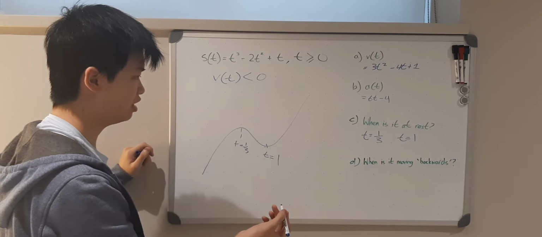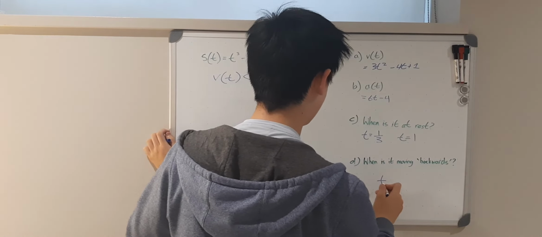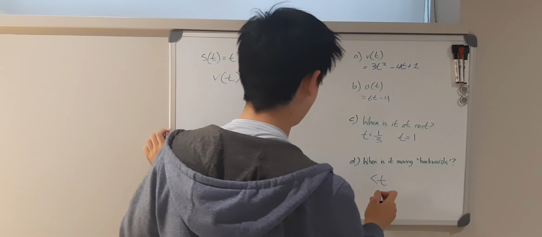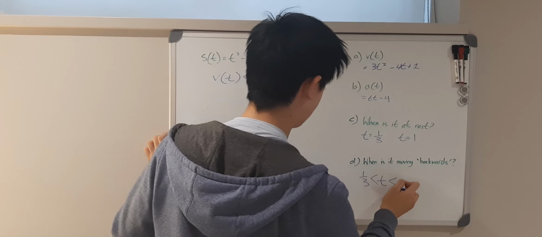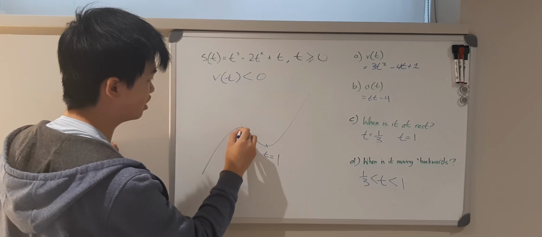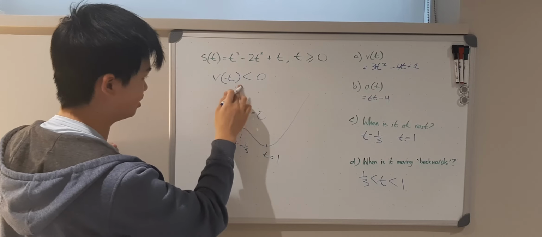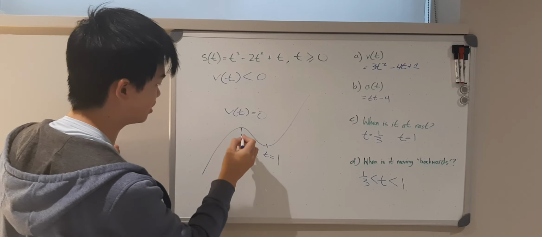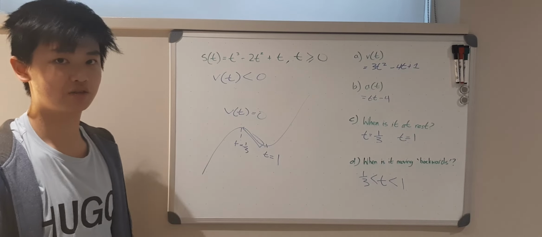So we'll just say that it applies when t is more than 1/3 and less than 1. And this is not inclusive because we know that at these points v of t equals 0, and 0 is not less than 0. So it's this interval right here. And that's how you solve this kinematics question. Thank you.